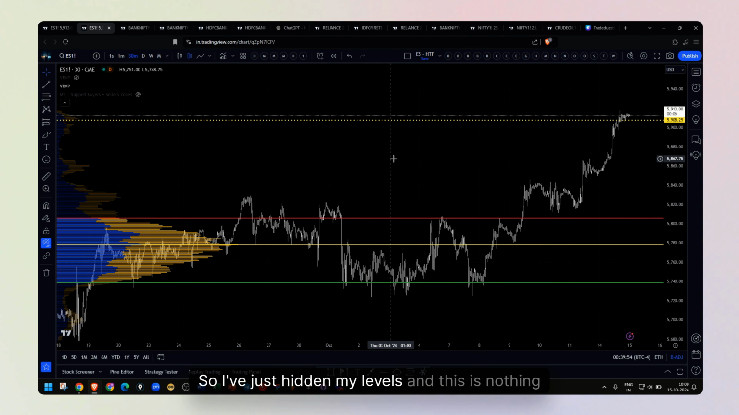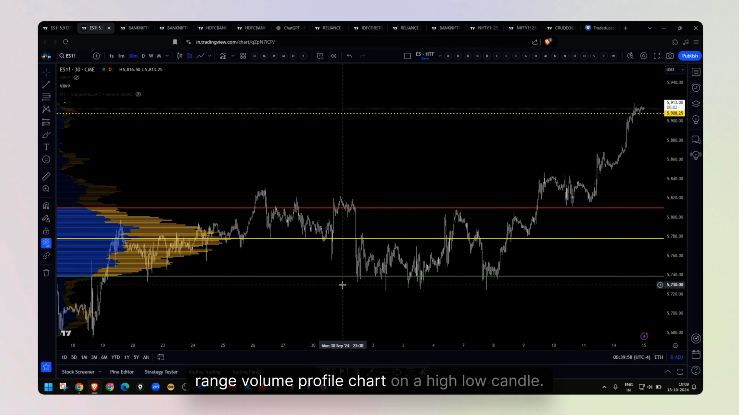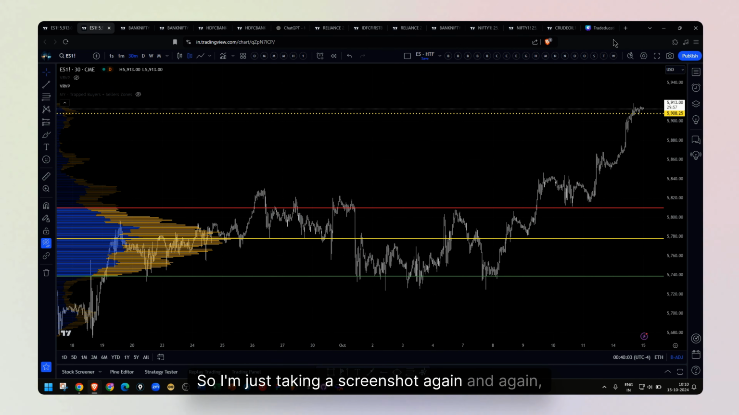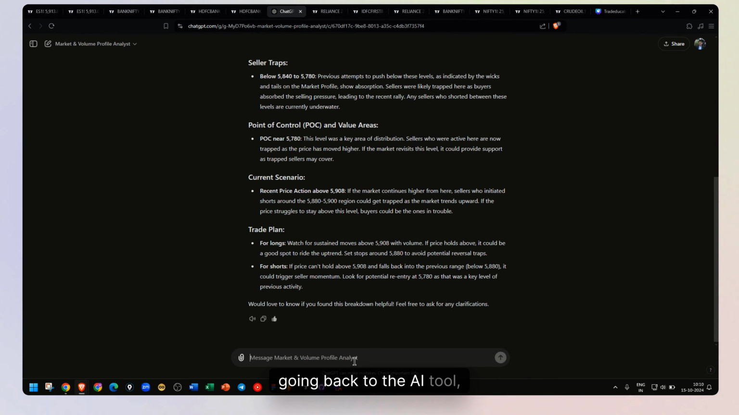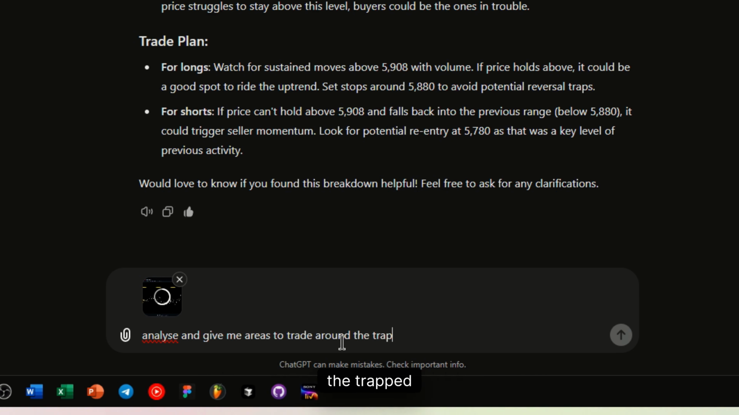So I've just hidden my levels, and this is nothing but a visible range volume profile chart on high low candle, right? So I'm just taking a screenshot again, going back to the AI tool, pasting it here, and telling it: analyze and give me areas to trade around the trapped players. Okay, as it is still uploading, I will just press enter.